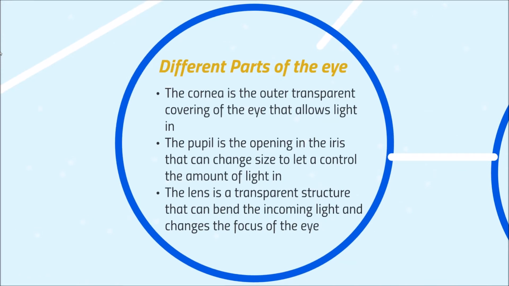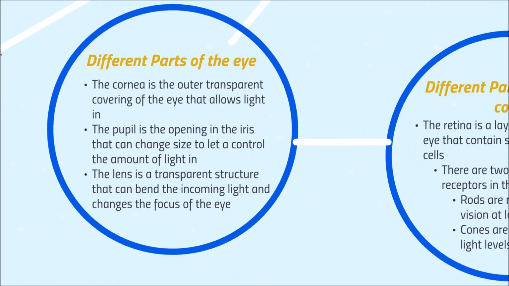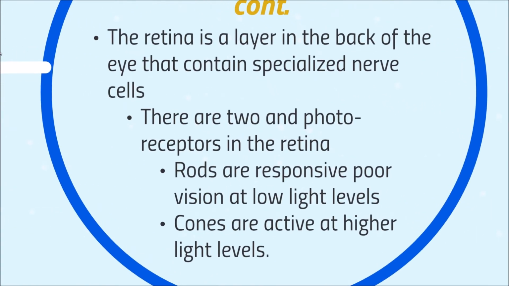The different parts of the eye are the cornea, which is the outer transparent covering of the eye that allows light in, the pupil, which is the opening in the iris that can change size to let a controlled amount of light in, and the lens, a transparent structure that can bend the incoming light and changes the focus of the eye. Along with this, we have the retina, which is a layer in the back of the eye that contains specialized nerve cells, which also includes two photoreceptors in the retina: rods, which are responsive with poor vision at lower light levels, and cones, which are active at higher light levels.